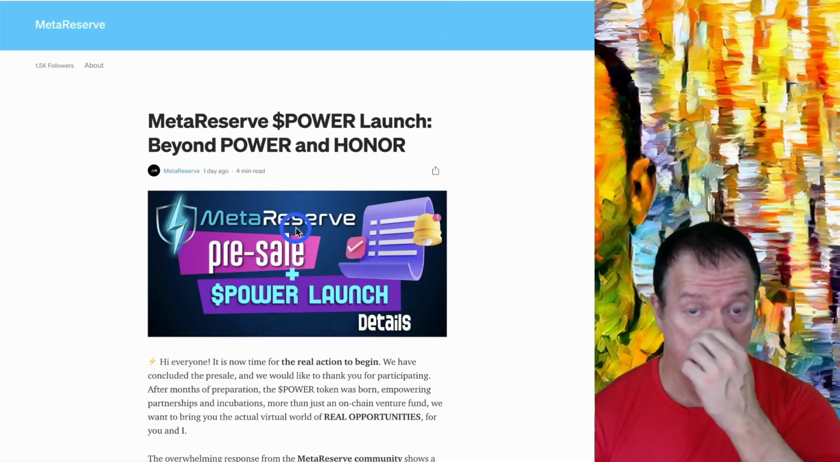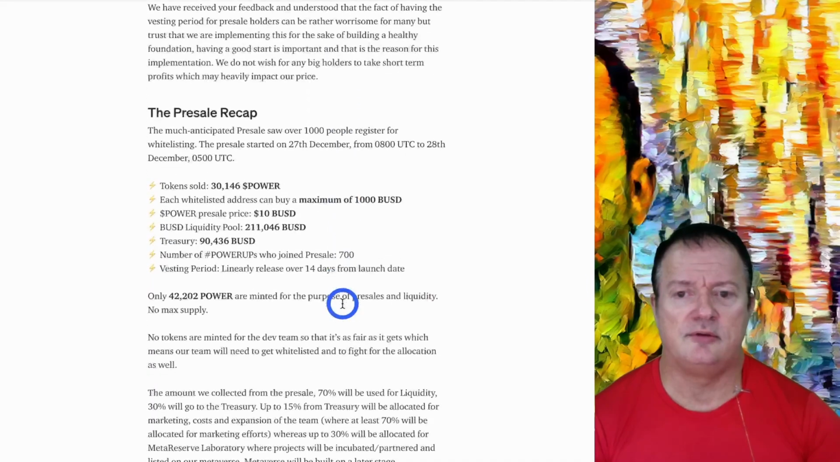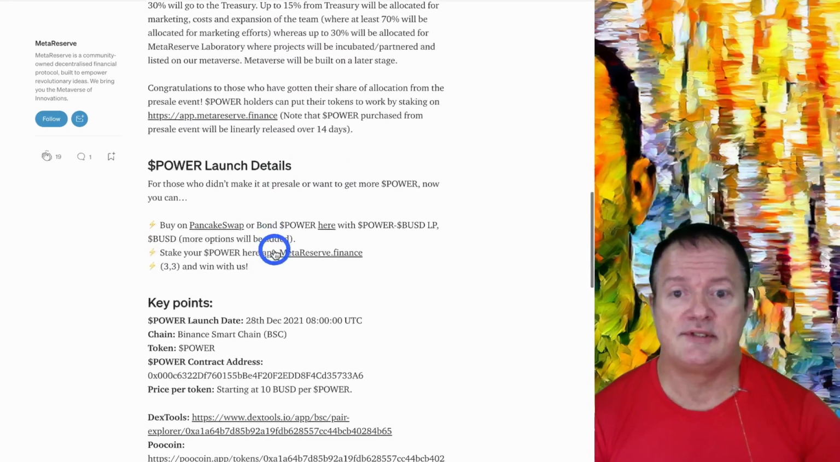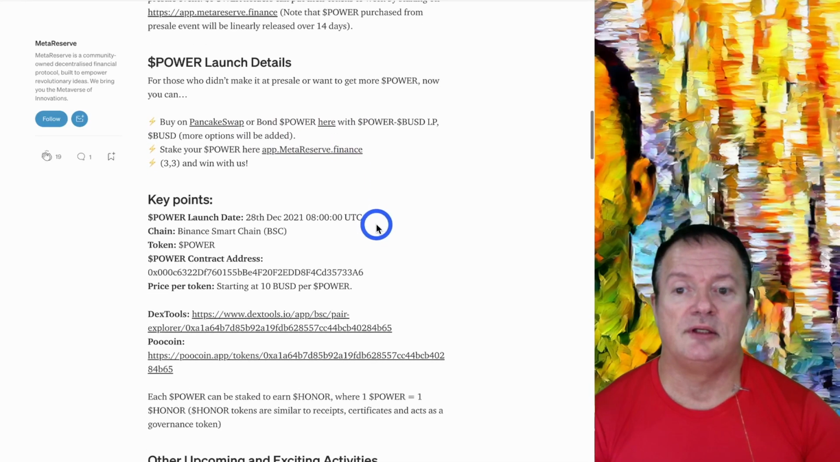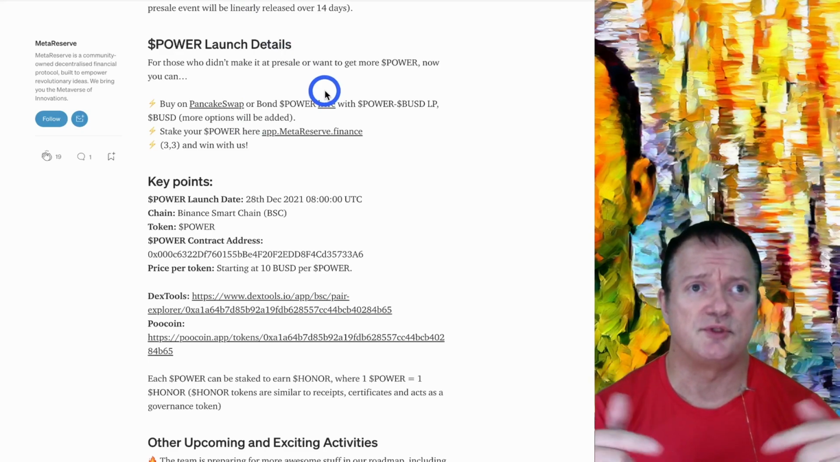This is their Medium page. Okay, they're talking about the recap of the pre-sale, so everything went well. What else? Launch details. So they explain that you can buy the token on PancakeSwap, which I showed you, and you can bond your BUSD into the Power token as well. The Power contract address, if you're looking for it, is in there. It's also in the documentation that I showed you. I'm putting all those links in the description, so you don't need to worry.